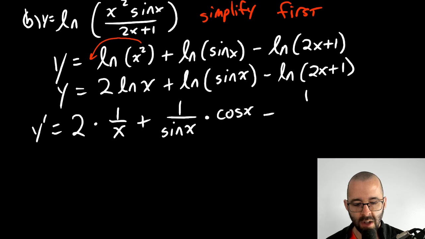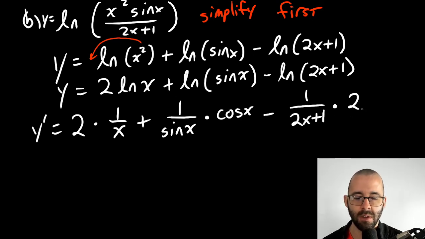Similarly, derivative of natural log is reciprocal. And again, we have to use the chain rule. The derivative of that inside function is 2. And now it's just housekeeping. Now it's just cleaning things up, but we're done with the calculus.